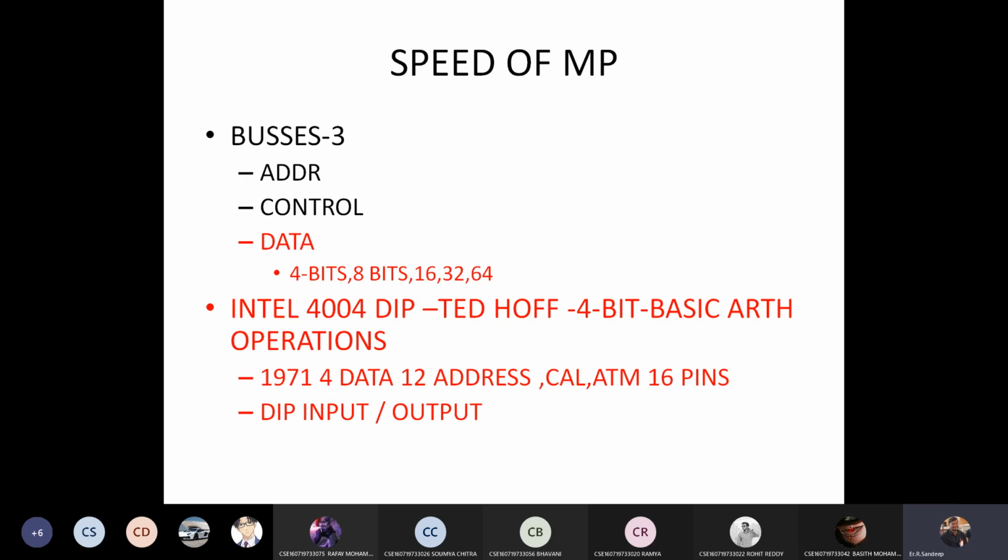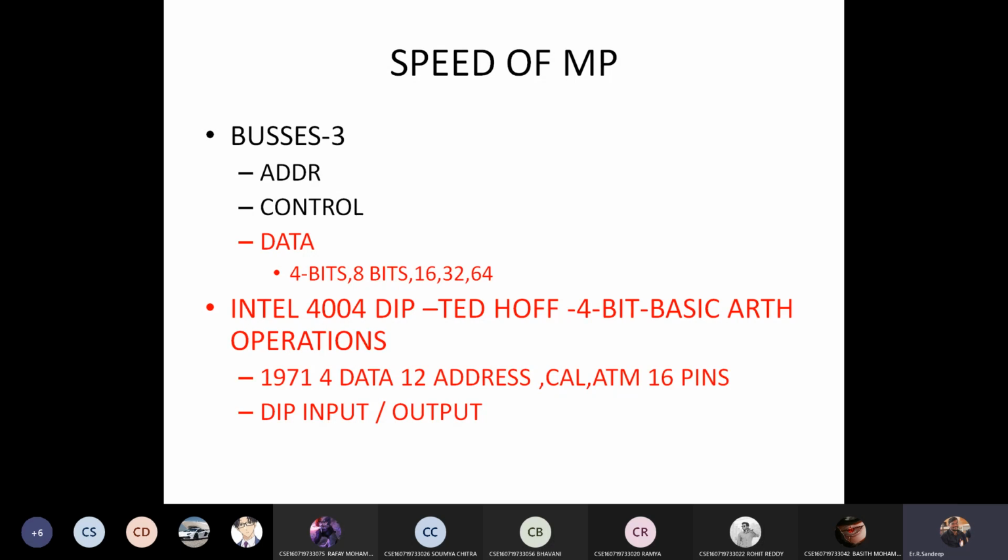If you are talking about the speed of the microprocessor, it depends upon the buses, how many buses we are using. There are 3 buses: the address bus, control bus, and data bus. The address bus is responsible for taking the address, and it is unidirectional. The control bus is responsible for issuing the control signals to all the devices under the control of the microprocessor. And the data bus is bidirectional. Why? Because sometimes it will read the data and sometimes it will write the data. That's the reason we call it a bidirectional data bus.